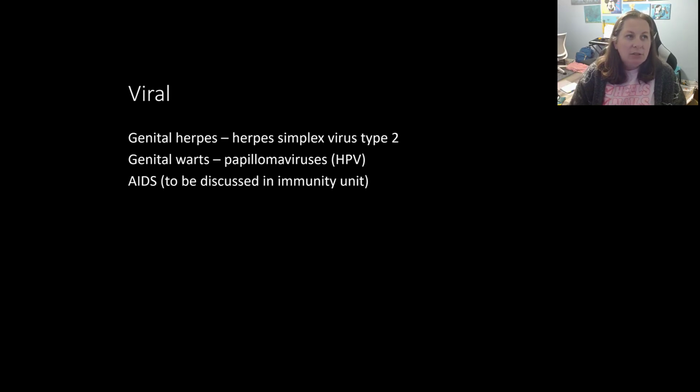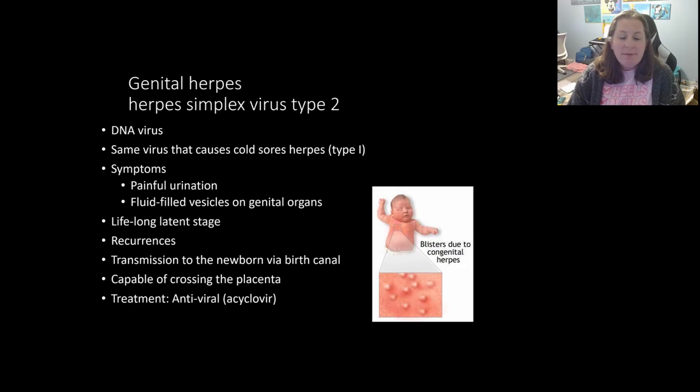The next one are the viral infections. Viral infections are going to include genital herpes. This is caused by herpes simplex virus type 2. Genital warts, which is the papillomaviruses or HPV, and then AIDS. Now, AIDS, we're not going to discuss too much here, but we will discuss it more when we get to the immunity chapter, which is going to be in Unit 4. So let's talk about genital herpes first.